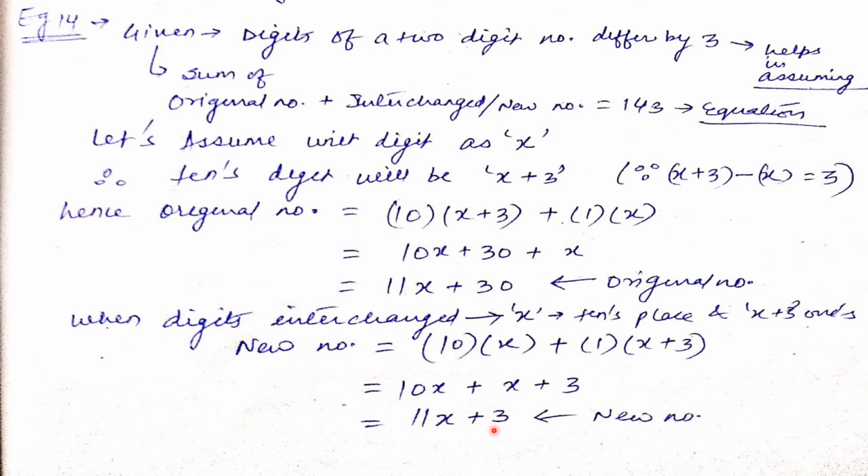I know it is not that easy, but if you pay a little more attention, you will understand this easily. If there is any confusion, kindly rewind this video and see it one more time. It is very easy. We are just taking their place value. Now, after getting the original and new number, we will take this statement to form the equation.